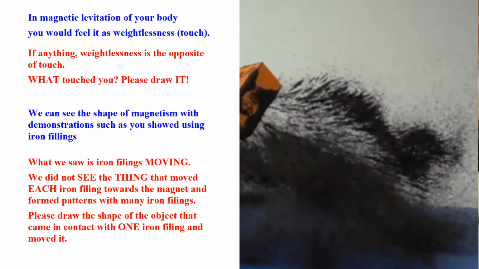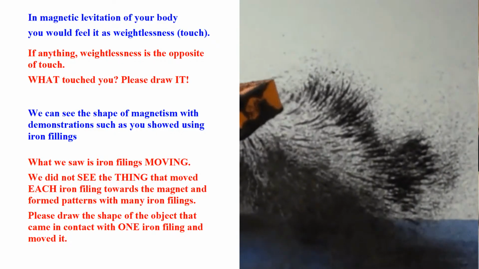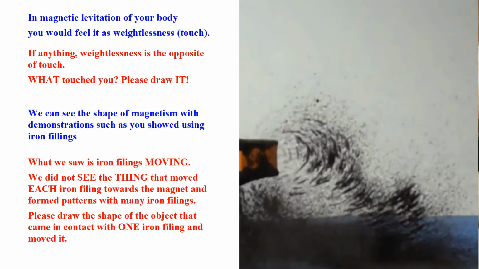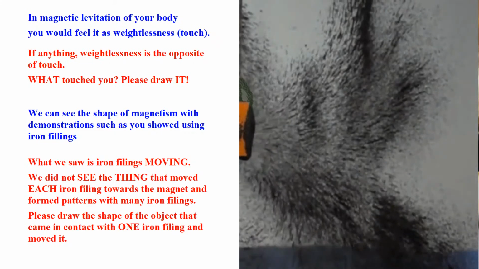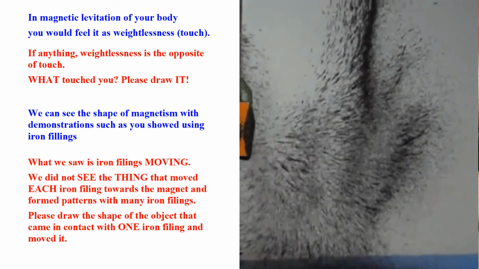But it's an invisible thing. Well, I don't care. It's a thing. Draw it. Make it visible. You can't. Make it visible. Yeah, make it visible for my eyes. I want to see what came in contact. Or are you going to do it with spirits? Are you going to say there's a spirit that's pushing or pulling on one iron filing?